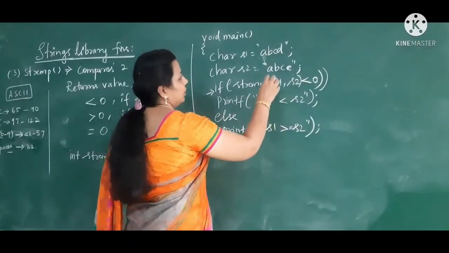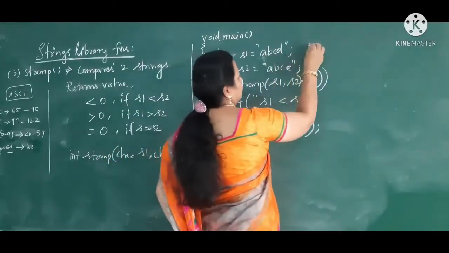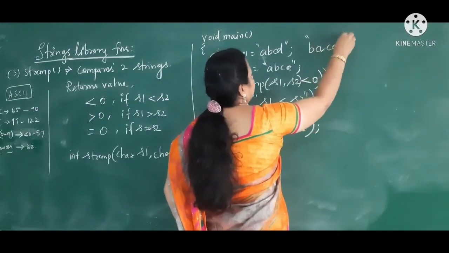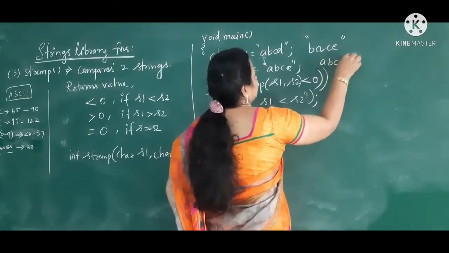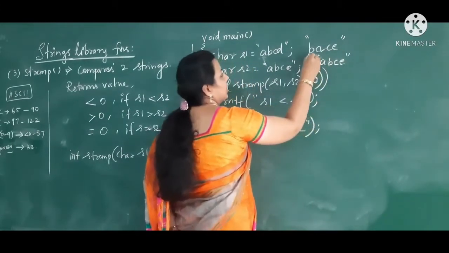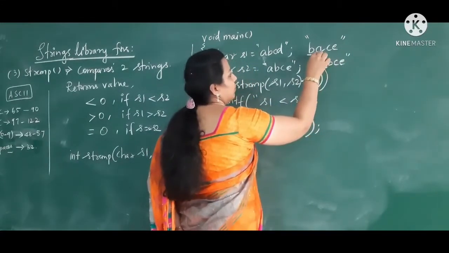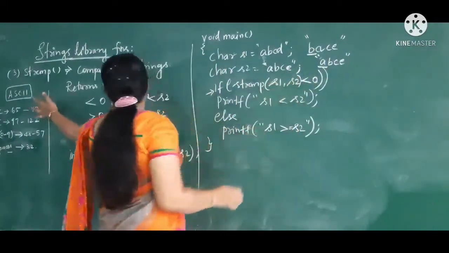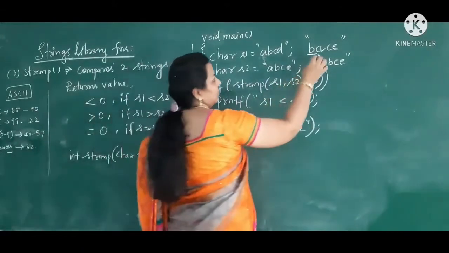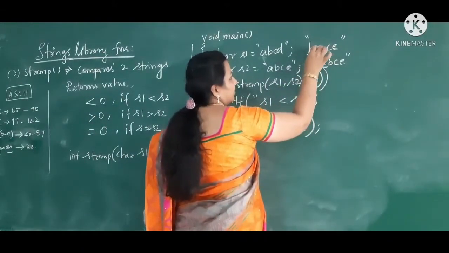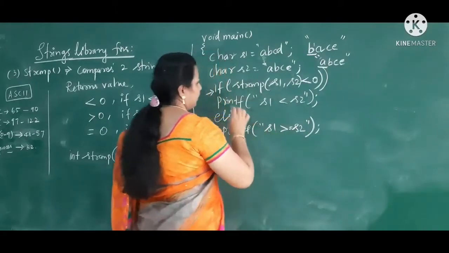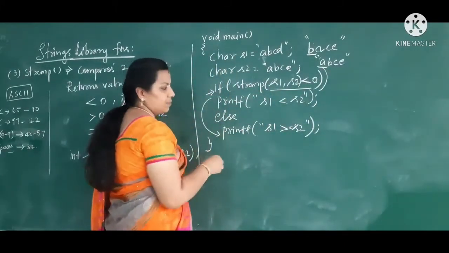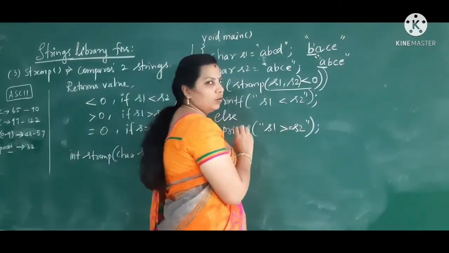Say for example, if I am considering BACE instead of ABCD, and the second string as ABCE, what happens here? The ith characters of both the strings are being compared, right? But when you consider the ASCII codes, the letter B is actually greater than A, so this condition returns false. So it executes the else part. So it gives S1 is greater than or equal to S2.